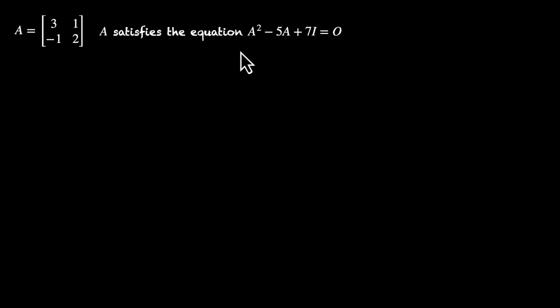Let's try one more. A is 3, 1, minus 1, 2, and it satisfies this equation A square minus 5A plus 7I equals to 0 matrix. We need to find A inverse. Pause the video, try this on your own. Okay, now the strategy remains the same. A times A inverse, that's equal to I. So we'll use this to isolate A inverse.